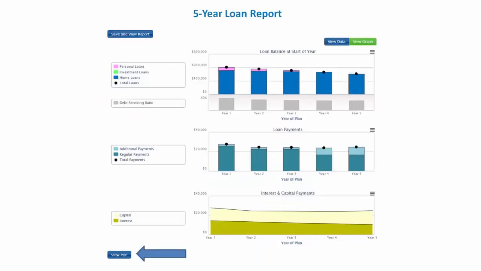The report opens with 3 graphs: loan balance at the start of each year, divided into 3 categories; the loan payments, including any planned additional payments; and the allocation of capital and interest for each year of all the loans. The remainder of the report will not be generated until the button View PDF is selected.